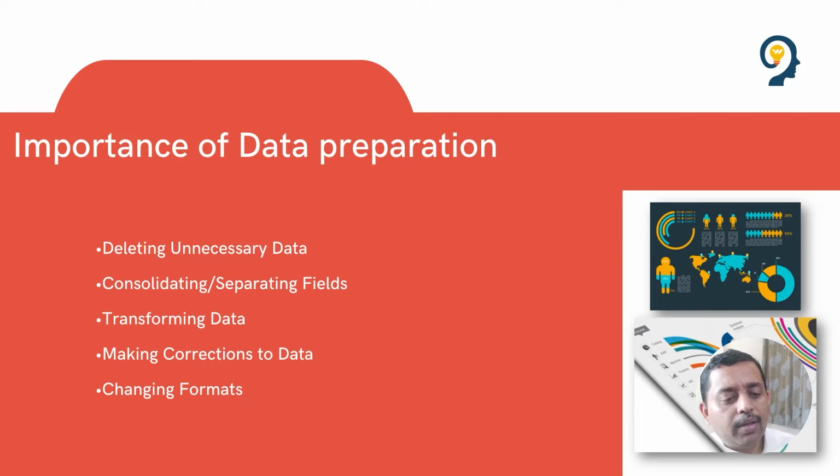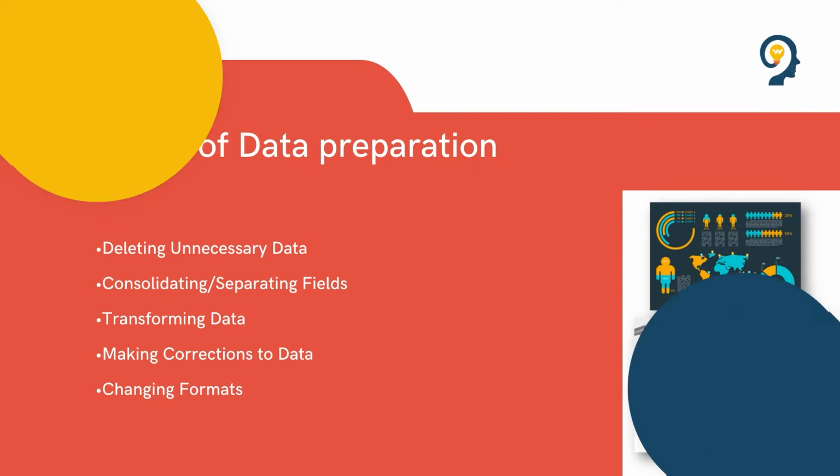Before we proceed with any kind of visualization, we need to understand the preparation side as well. Data preparation is equally important. First, you need separation of fields and consolidation, and before that we need to delete the unnecessary data around us. Transforming data is an integral part of this entire process. Then comes changing the formats before and after, and making corrections to the data. These are the actual components and concepts behind the data preparation activity.